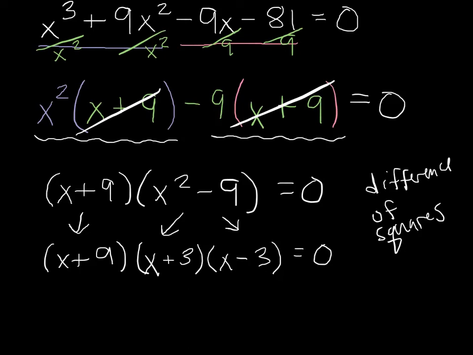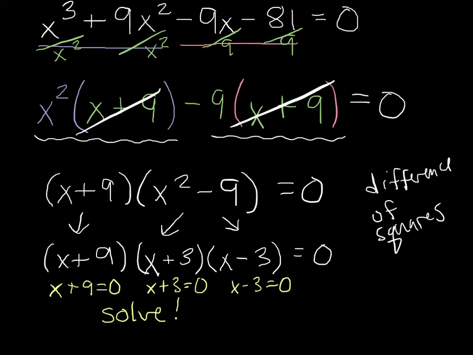I'm going to pick a different color here. You need to set each factor equal to 0. So x plus 9 equals 0, x plus 3 equals 0, and x minus 3 equals 0. This is called the zero product property. And then what you have to do is solve each equation. So you have to get x by itself. Here you would subtract 9 on both sides. Here you would subtract 3 on both sides. And here you would add 3 on both sides. But your end result, you will get x equals negative 9 as your answer, x equals negative 3 as your answer, and x equals positive 3 as your answer. So all 3 of these are your final answer.